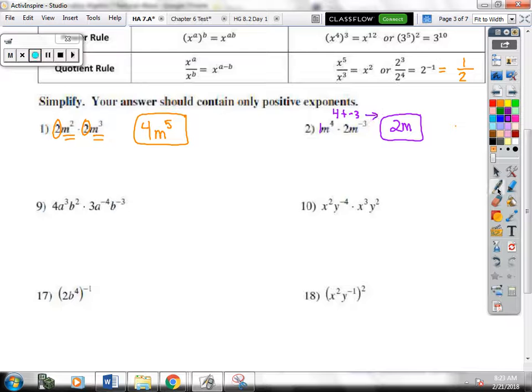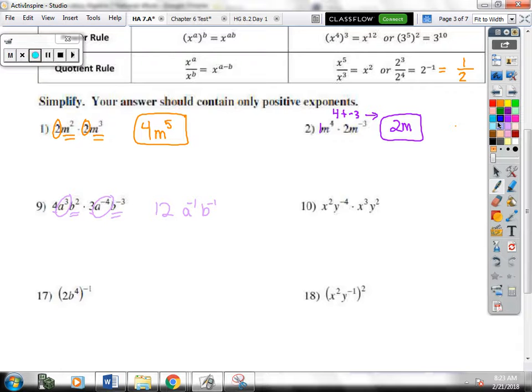Okay, now in the next one we start having different variables. So you do have to use only the ones that have the same base. So first of all, 4 times 3 is 12. Now we'll do the a's, a to the 3rd and a to the negative 4th. I would add them first before you start moving the negatives, as a suggestion. So 3 plus negative 4 would be negative 1. So we'll have a to the negative 1. And then b squared times b to the negative 3rd, we add those again and we'll get b to the negative 1.